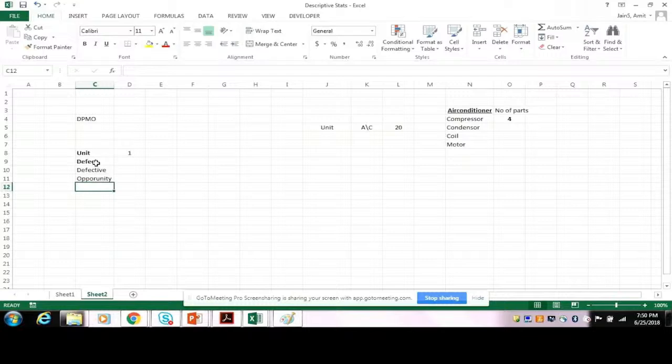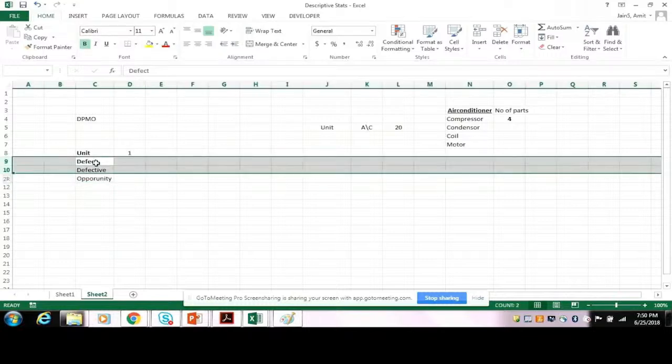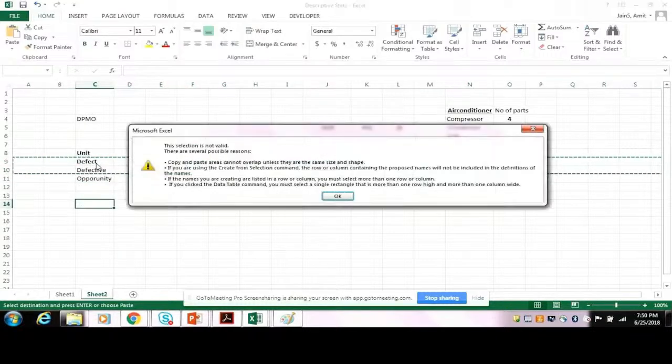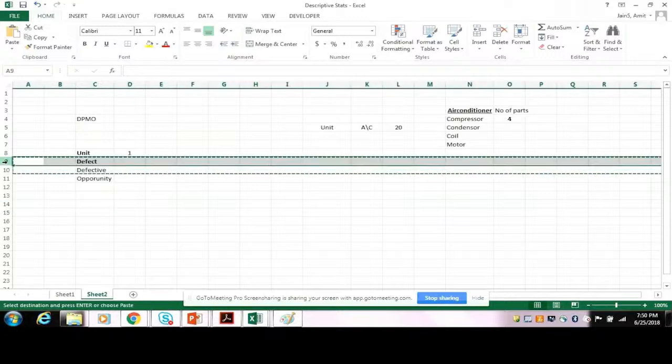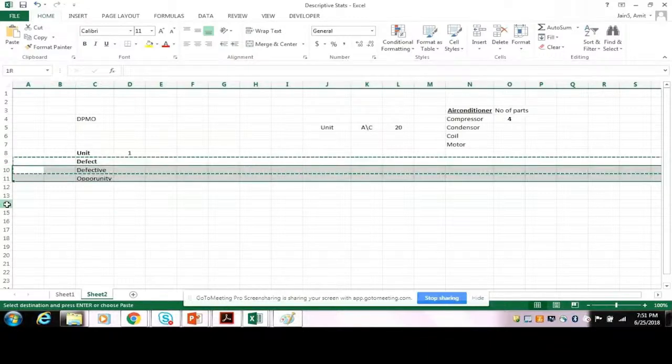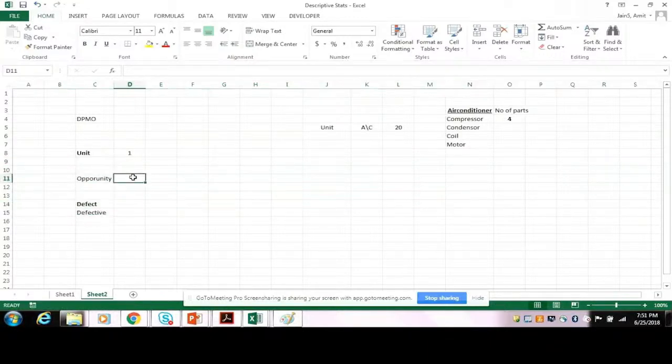So in every unit, how many opportunities are there? 4 opportunities to be a defect. Absolutely. So for every unit, there are 4 opportunities where the defect can be created. And if there is a defect in any one of the opportunities, the entire unit would become defective. Right? Okay. Sure.